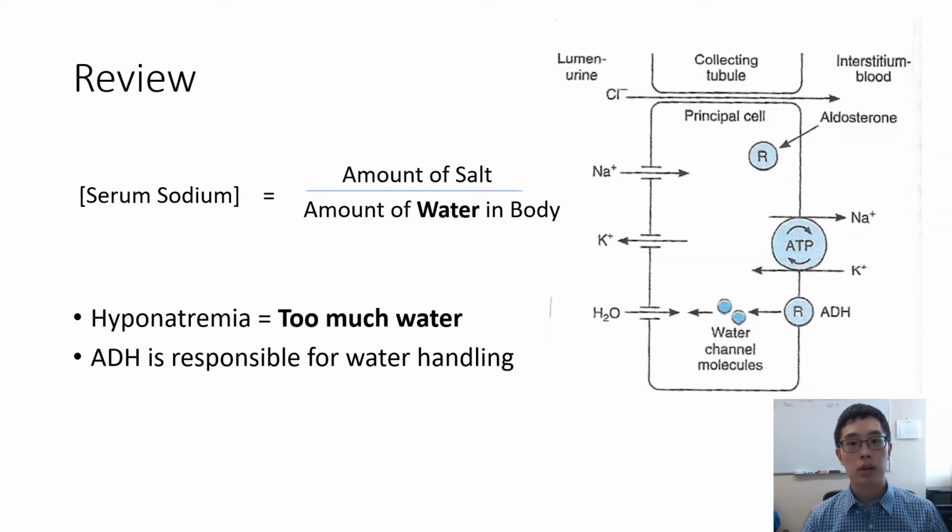Let's first recall that the serum sodium that we measure is a concentration, and that the serum sodium concentration is the amount of salt in our body divided by the amount of water in our body that the salt is dissolved in, otherwise known as our total body water. In the case of hyponatremia, the low serum sodium concentration in our body is usually a result of too much excess water in our body. Also recall that the hormone ADH, or antidiuretic hormone, is responsible for determining how much free water is secreted in our urine.